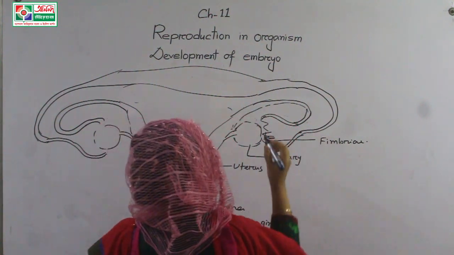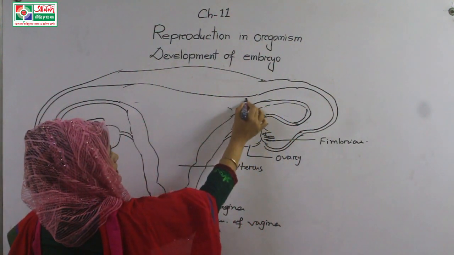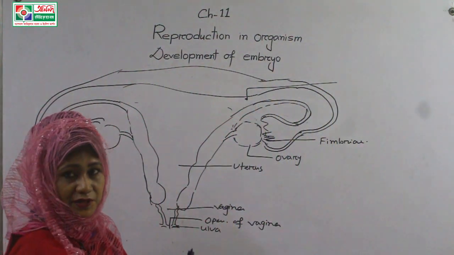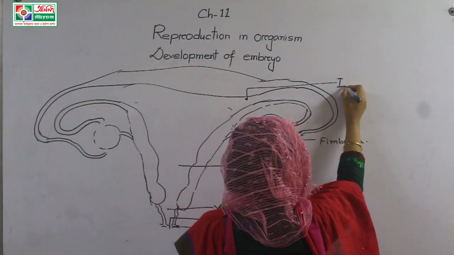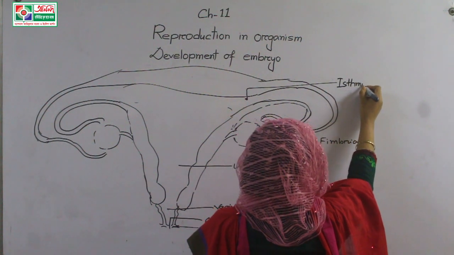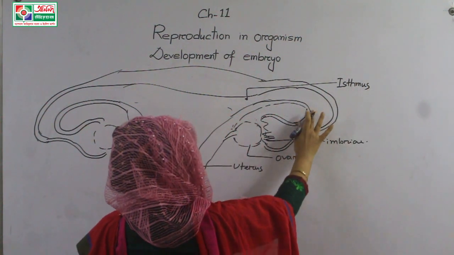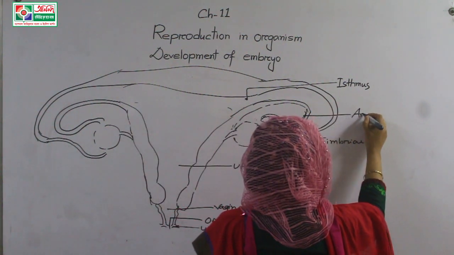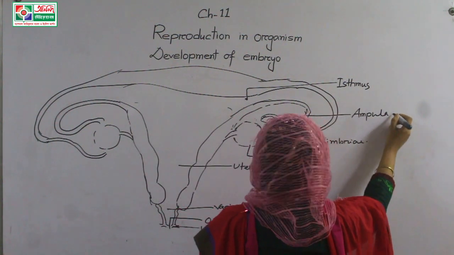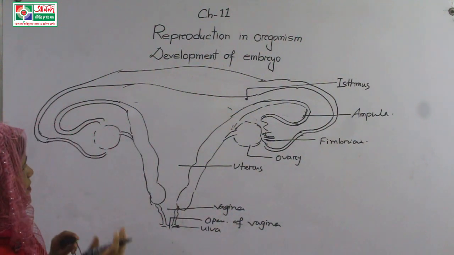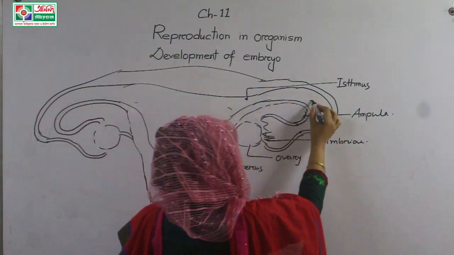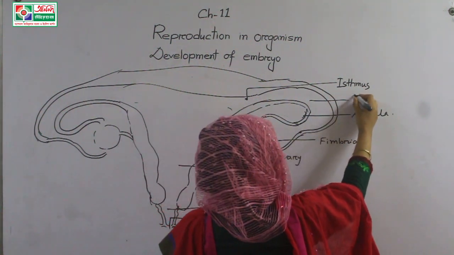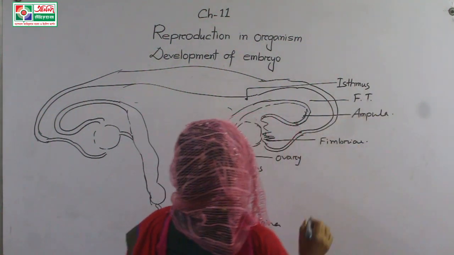And this structure is the isthmus. The narrower part of the uterine tube is known as the isthmus. And the radiated part is known as the ampulla. Right, students? And the whole structure is the fallopian tube. I am writing in short, fallopian tube.